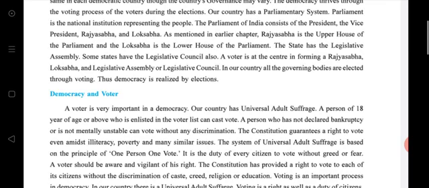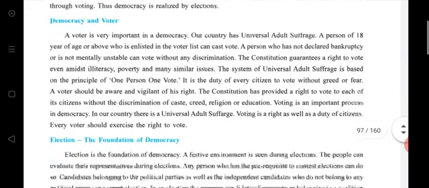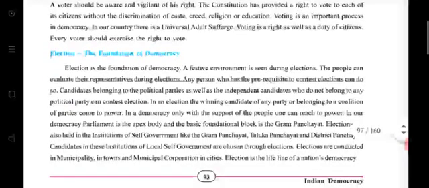Then Rajya Sabha is the upper house of parliament and Lok Sabha is the lower house of parliament. The state has the legislative assembly and legislative council also. Water is a center in forming the Rajya Sabha, Lok Sabha, council and assembly. Voting is an important process in democracy. Every voter should exercise the right to vote, and voting is not only a right but also a duty of the citizen. Then, election, the foundation of democracy.